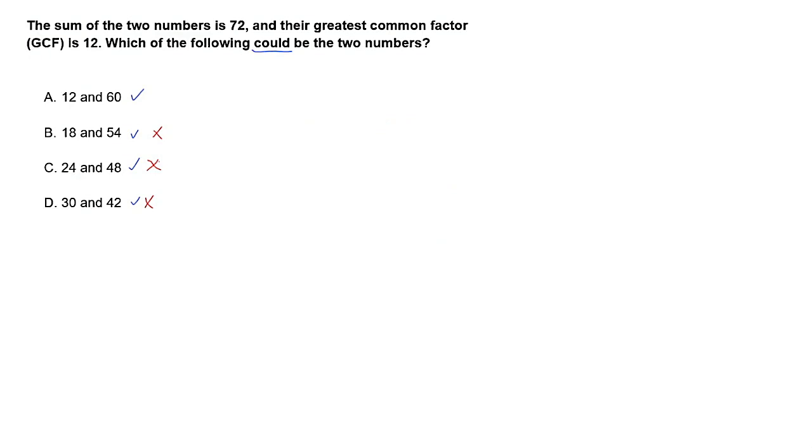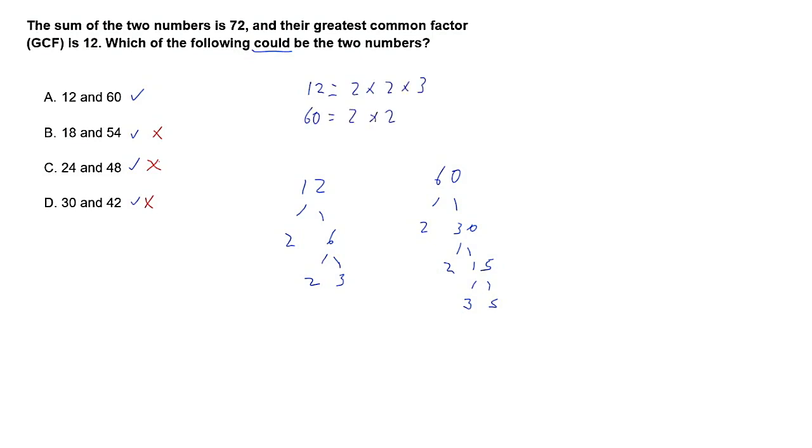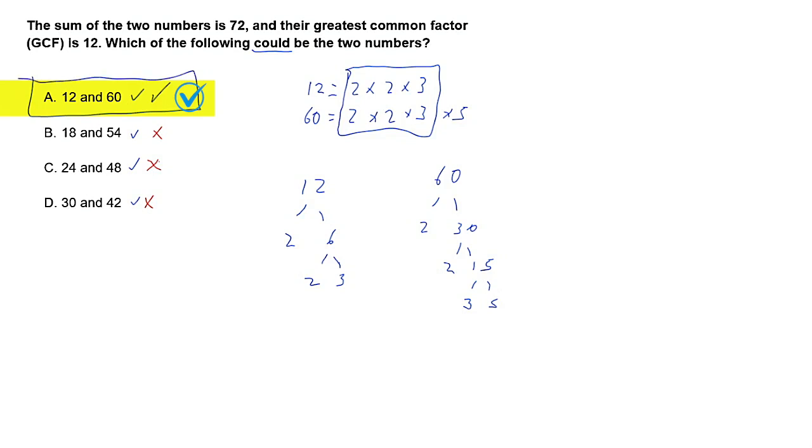So by simple process of elimination here, I think we know where we're headed with the answer. I think A is probably our answer, but let's work it out just to validate that we've understood this correctly. So for 12, we've got 2 times 2 times 3, and then for 60, we've got 2 times 2 times 3 times 5. So all of this is in common. That's our greatest common factor. So our greatest common factor is in fact 12, and that passes the second test. So that is our answer.